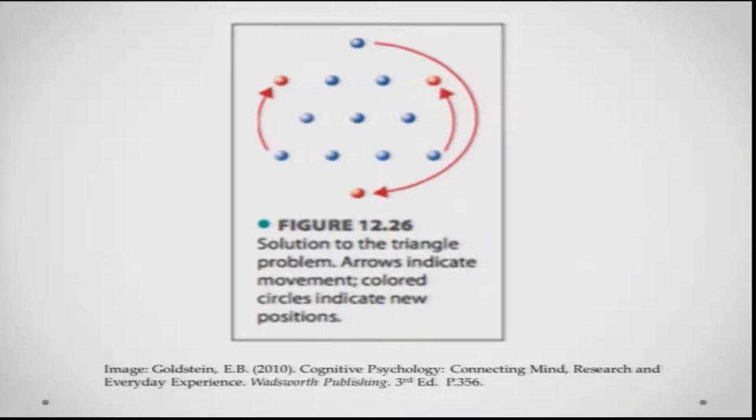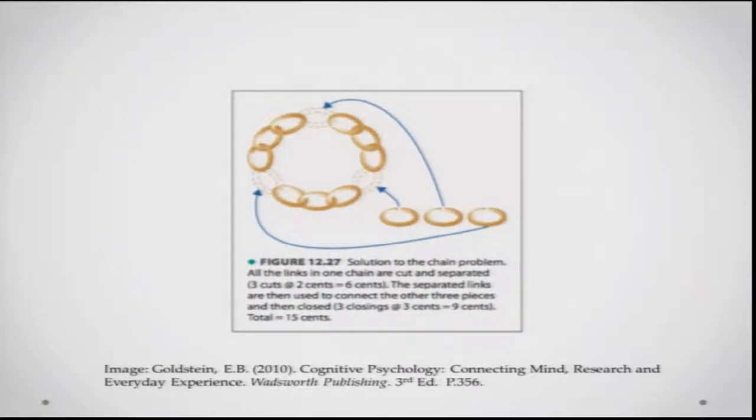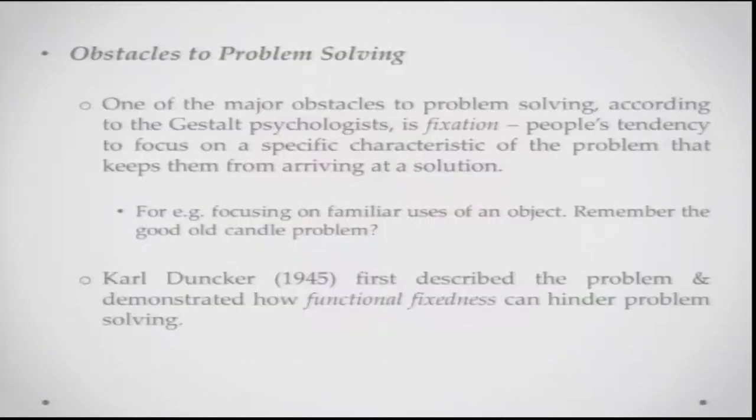So, here again there is a solution to the triangle problem. You can see that three circles have been moved, and you can already see that the triangle starts pointing to the bottom of the page. This is one of the solutions. The other solution is here. Again, you just have to use 15 cents, and you need to open 3 links and close 3 links to be able to achieve this. So, 3 times 3 is 9 in the closing part, and 3 times 2 is 6, and 9 plus 6 is 15. So, you are doing it in just 15 cents. So, this is the kind of obstacles I was talking about.